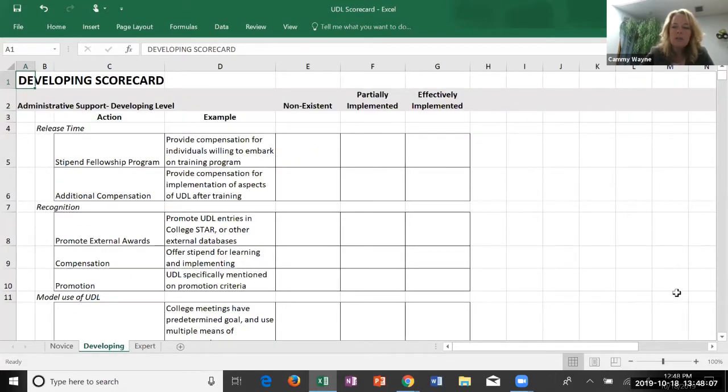If you think you're at that developing level, then you're going to go to the developing scorecard and fill out these activities. And we can see, are we doing what we should be doing to progress the implementation of UDL? So let's take a couple minutes.